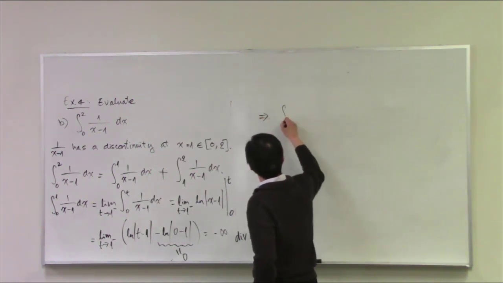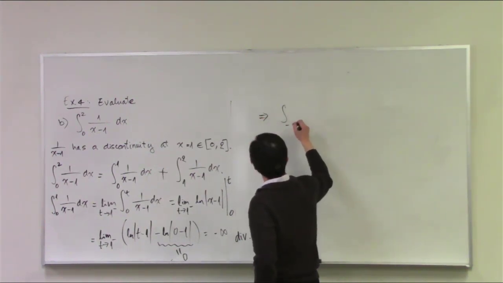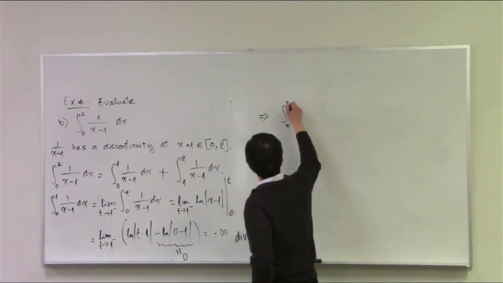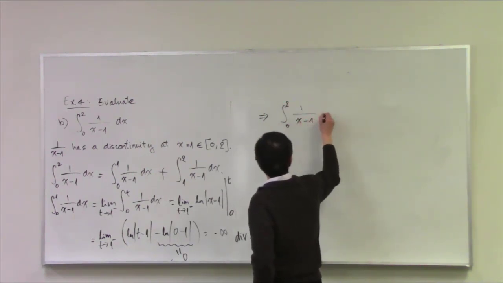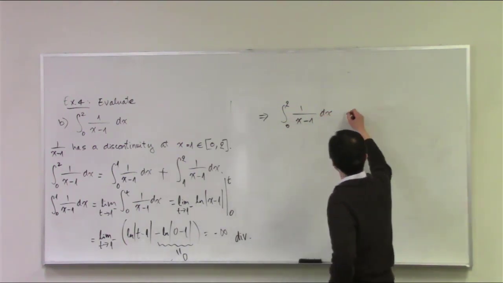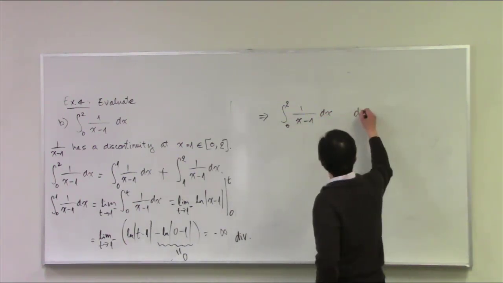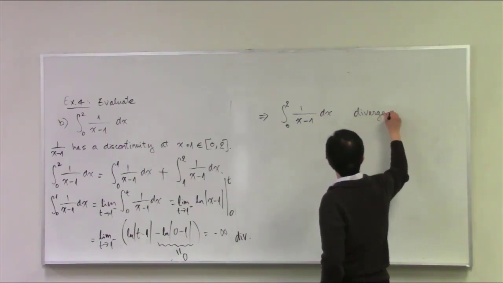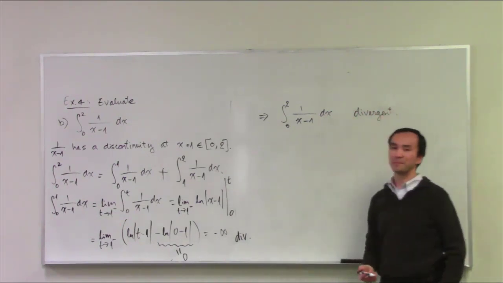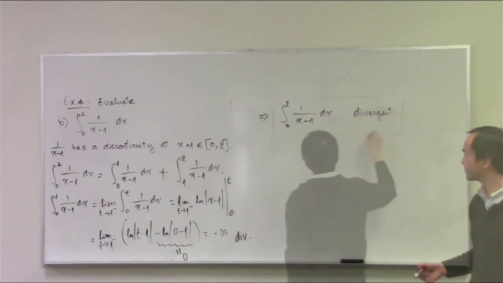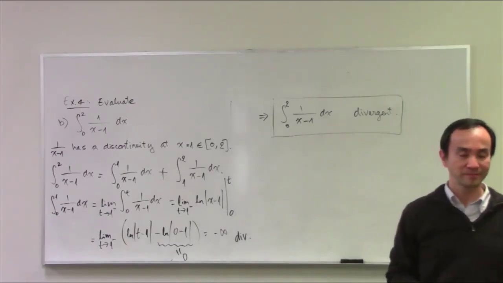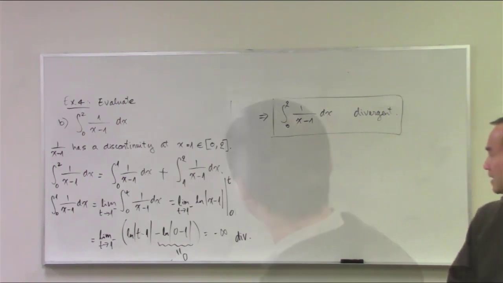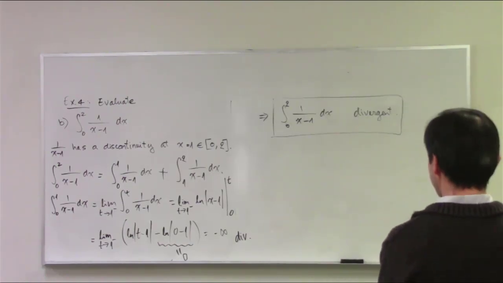final conclusion. This integral from 0 to 2 of 1 over x minus 1 dx, this one here is divergent. So as far as improper integrals, we're pretty much good for that, right?